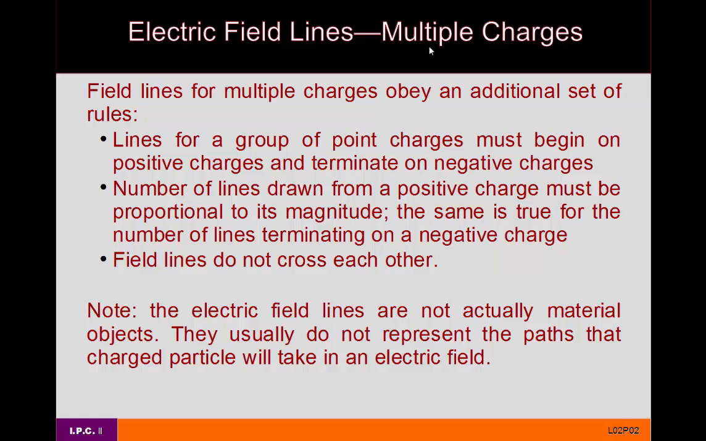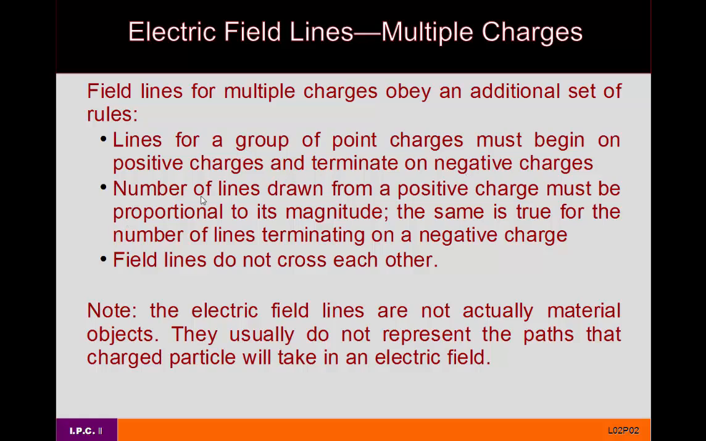If you have multiple charges, then the field lines that come from these charges are going to obey, first of all, the rules already described, but also the field line for any group of charges always has to begin on a positive charge, and it always has to end on a negative charge. If there are no negative charges for a field line to terminate on, then that field line has to just continue off into infinity.